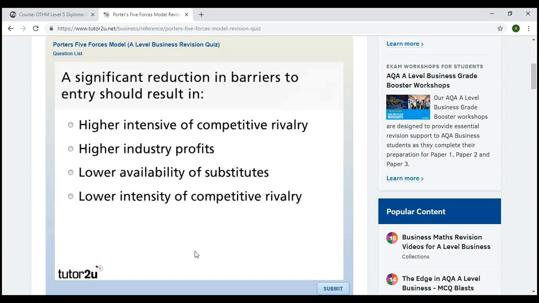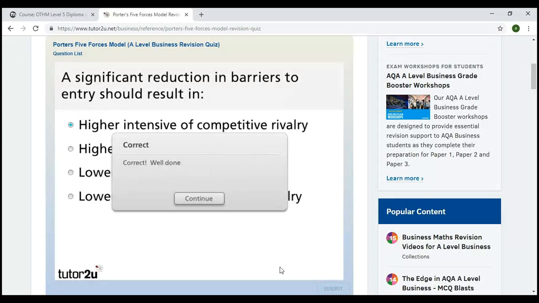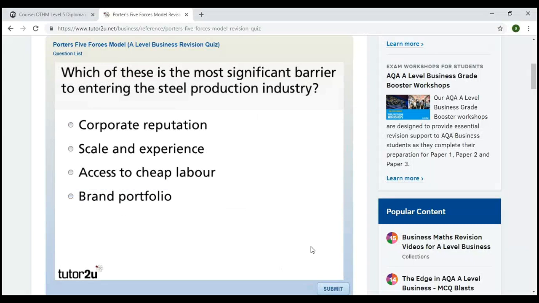A significant reduction in the barrier to entry should result in what? If the barrier to entry is reduced, any company can enter. It will be A: if there's a lower barrier, there will be higher intensity of competitive rivalry. Okay, well done, correct. Next, which of these is the most significant barrier to entry in the steel production industry? Well, it will be scale and experience, D.